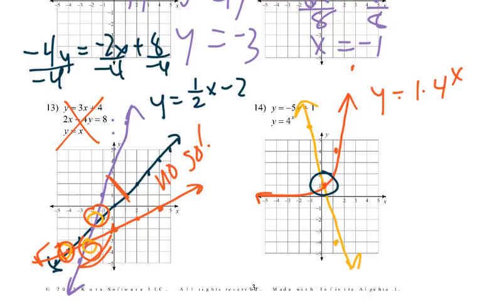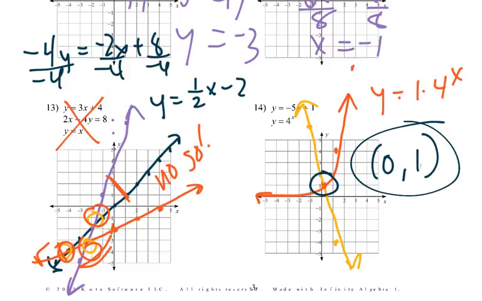So pretty easy to see that they have the same y-intercept, so that's our solution. It would be (0, 1). So that one did have a solution.